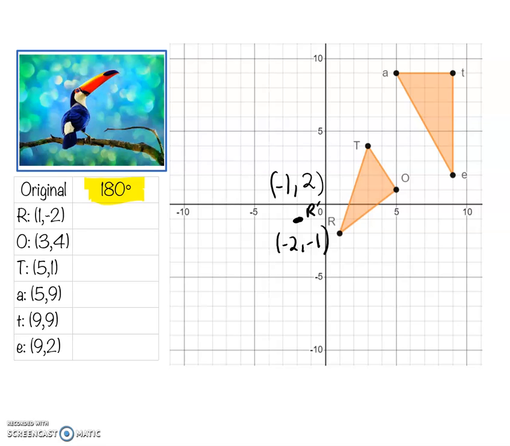So now our point is just going to go over 1 and up 2, and our point is right there. And that again is just going to be called r prime because we're rotating at 90 degrees, or 180 degrees, I apologize. So let's go ahead and try doing 1 or 2 shapes that way. Or 1 or 2 points that way.